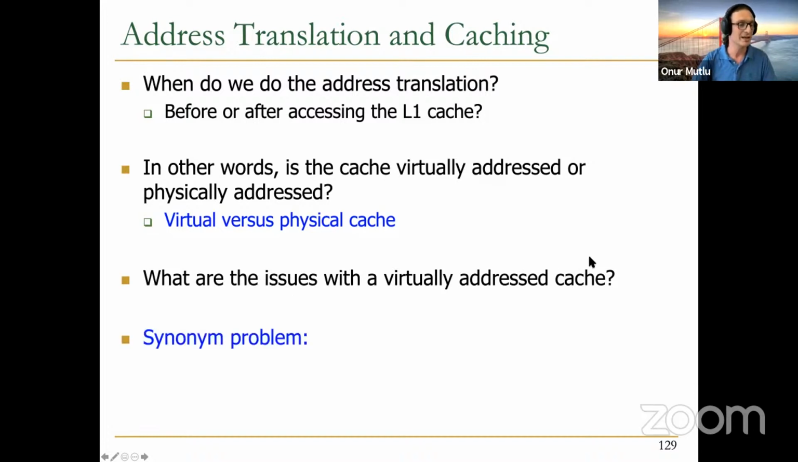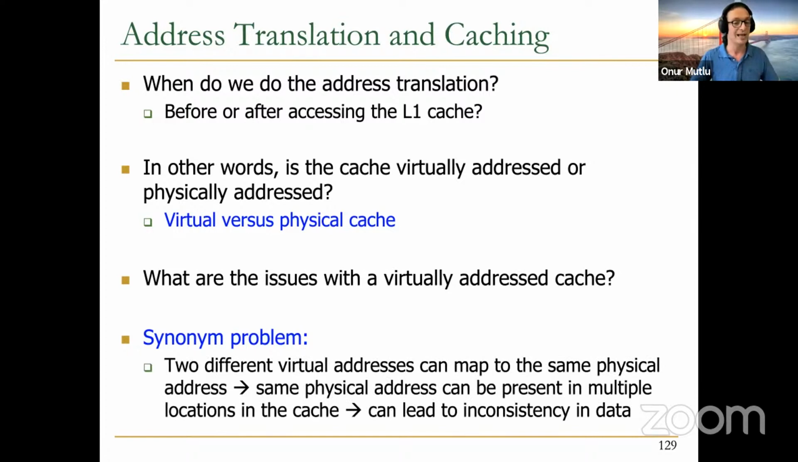And then the difficult question is, what are the issues with a virtually addressed cache? And there are issues. And one issue is synonym problem. Basically, two different virtual addresses from the same process or different processes can map to the same physical address, which means that the same physical address can be present in multiple locations in the cache if you're actually using virtual addresses to address the cache. And this can lead to inconsistency in data because the same physical address is in multiple locations, let's say different sets, different indices in the cache. And if one of them is updated, the other one needs to be updated also or invalidated. So you have a coherence or consistency problem inside your own cache if your cache is virtual, because two different virtual addresses can map to the same physical address.